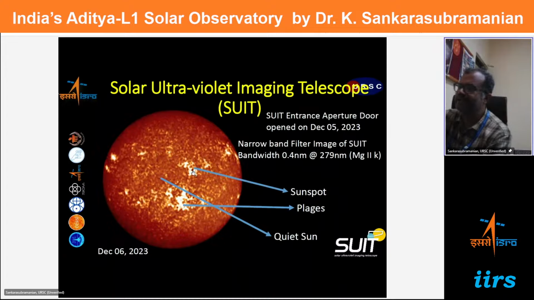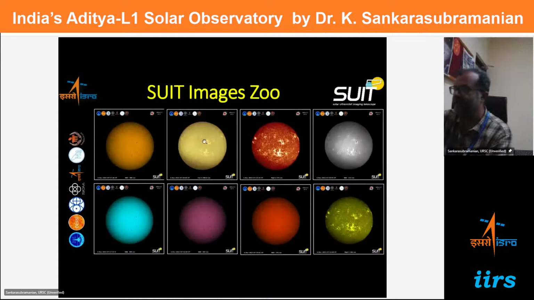What you clearly see are the dark patches, which are nothing but the sunspots. The surrounding bright ones are called plages. And the quiet regions, which are not really quiet, are considered quiet sun. So we do see all kinds of features on the solar surface. And this is the chromospheric region of the Sun.